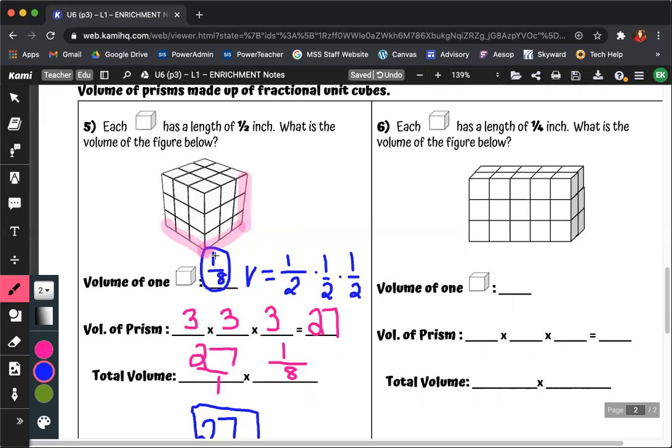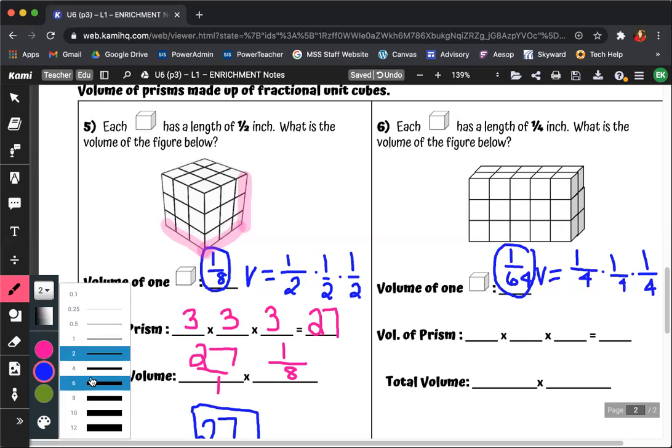Let's look at another example. Each little cube has a length of 1/4 inches. What is the volume of the figure? So again, to find the individual volume of the cube, we're doing 1/4 times 1 over 4 times 1 over 4. 1 times 1 times 1 is 1 over 4 times 4 times 4 is 64. So that's the volume of the individual cube.